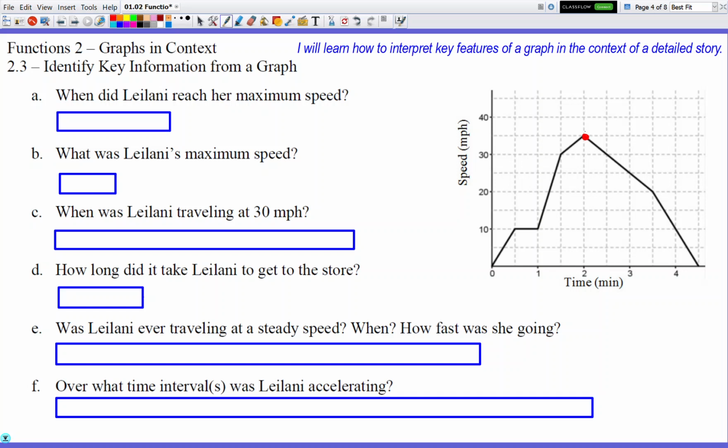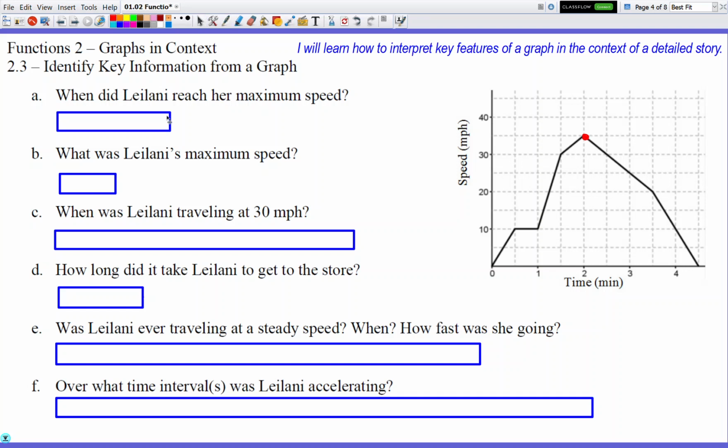Okay, so at what time frame are we looking at? And this problem's a little bit different. Okay, so you've got to look at the label. So this is going to be time in minutes. So 2 minutes after she leaves home, she reaches her speed of 35 miles an hour, which is the fastest she gets on her journey to the store. So I guess we could say at the 2 minute time frame, it would be a good guess.